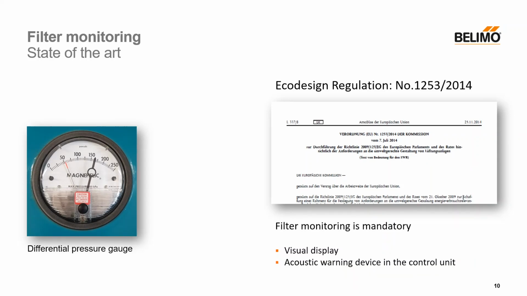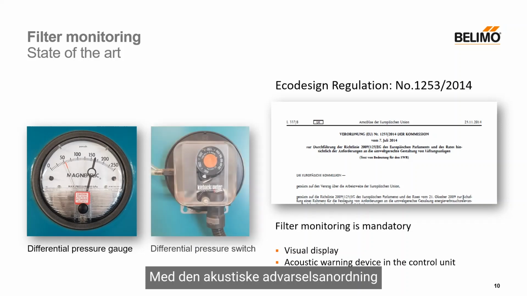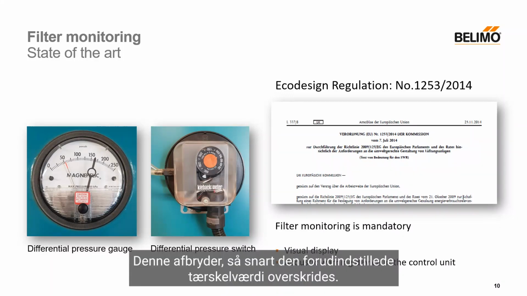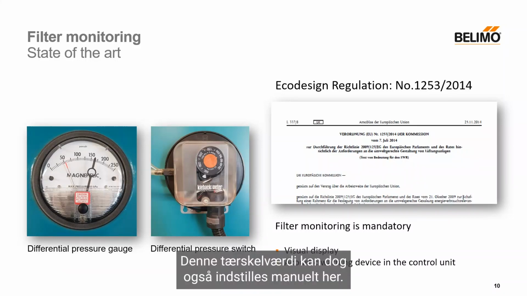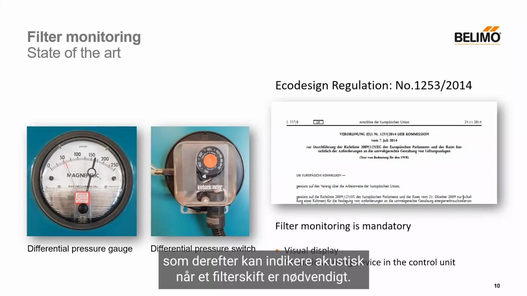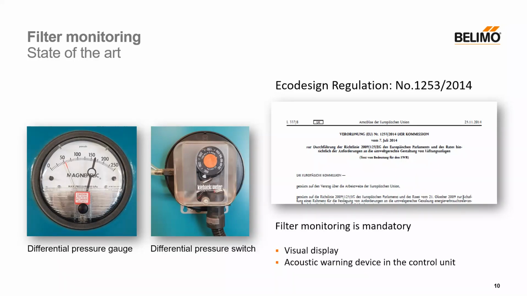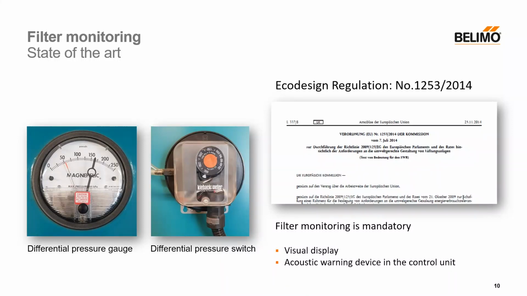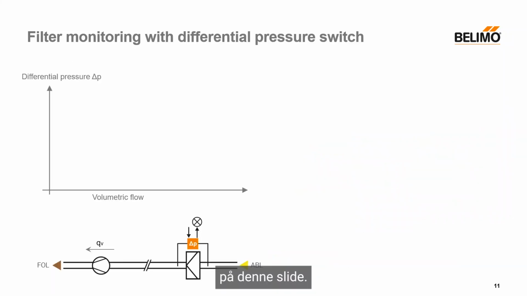With the acoustic warning device, the differential pressure above the filter is also measured. A differential pressure switch is used for this. This switches as soon as the preset threshold value is exceeded. However, this threshold value is also set manually here. The switch setting is continuously monitored by the control unit, which can then indicate acoustically when a filter change is necessary. But how do you know which threshold value to set? How do we arrive at this value? I would like to answer this question in this slide.